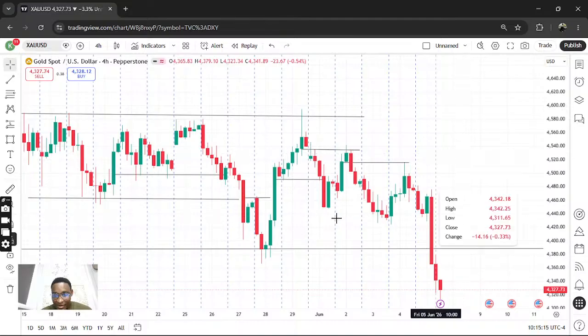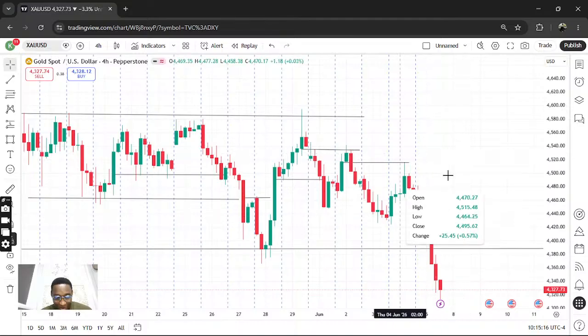So, what happened on Friday? NFP. Now let me draw something here. This will be very clear in the hourly time frame, which I will soon show you. This particular order block here is the last bullish candle before this small movement that traded up to this point.